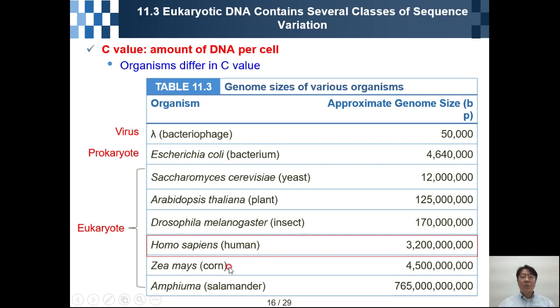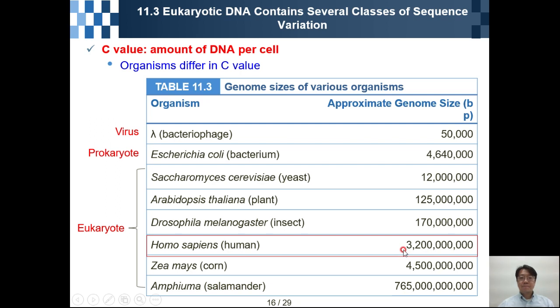What's the reason why corn and salamander have a genome size larger than human? We think that the human genome is more complex than corn and salamander. So why is the genome size of corn and salamander bigger than human? Because corn and salamander have lots of pseudogenes. But pseudogene means that the gene cannot be expressed. We don't know why, but corn, the plant, and salamander have lots of pseudogenes compared to the human. That's why their C value is larger than the human.